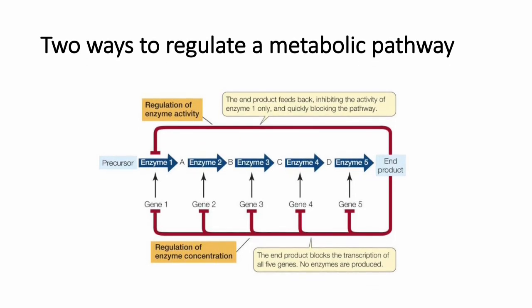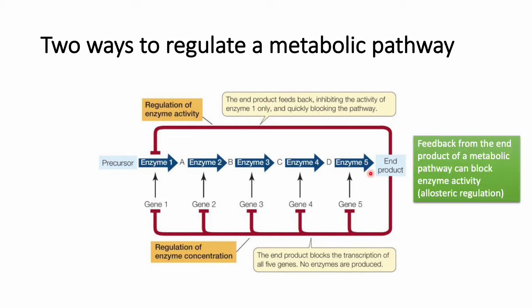There are two ways to regulate a metabolic pathway. Here we have our precursor, and here we have enzyme 1, enzyme 2, which make product A, product B, etc. In the regulation of enzyme activity, the end product feeds back. When we start to produce more of the product, there's a feedback mechanism from the end product in the metabolic pathway, and this can help to block enzyme activity. This is known as allosteric regulation.